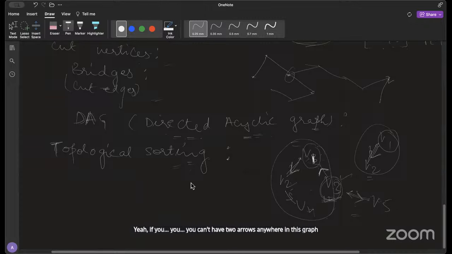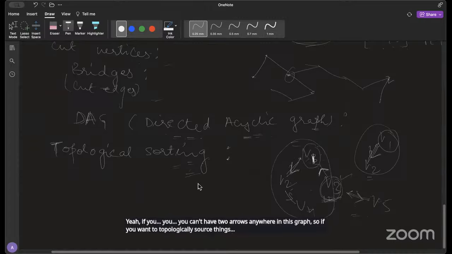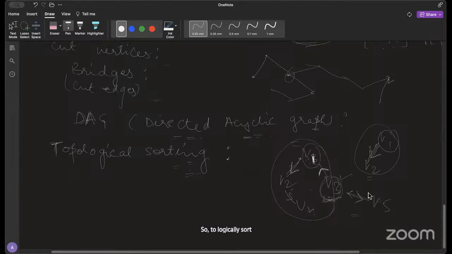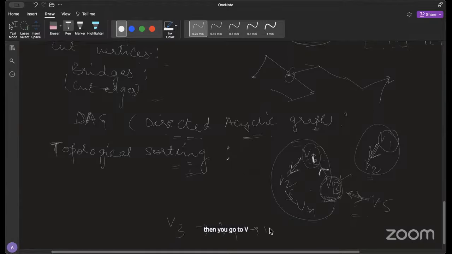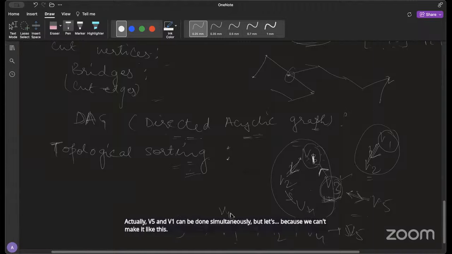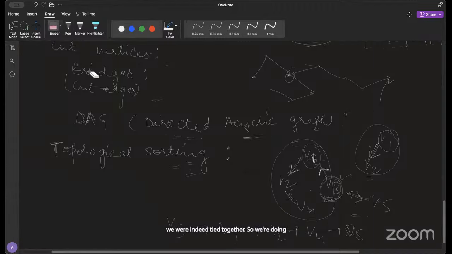So if you want to topologically sort things, topologically sorting these events means you write them in an order of dependency. That means you start with V3. Now V3 does not depend on anything, so you should start with V3. Then you go to V1, then V2, then V4, and then V5. Or you can actually do V5 and V1 simultaneously, but because we can't write them together, we're doing it this way, right? So this is fine. In fact, you can put V5 somewhere else too. You can put V5 directly after V1.